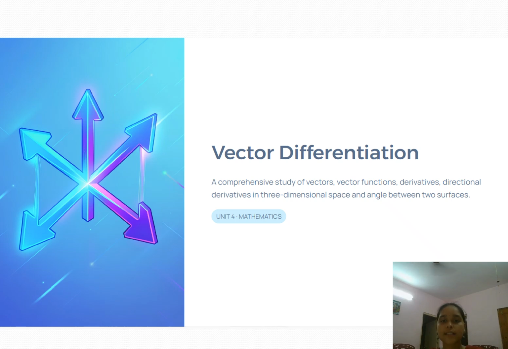So now let us discuss what is the definition of vector differentiation. Vector differentiation is a comprehensive study of vectors, vector functions, derivatives, directional derivatives in three-dimensional space and angle between two surfaces.